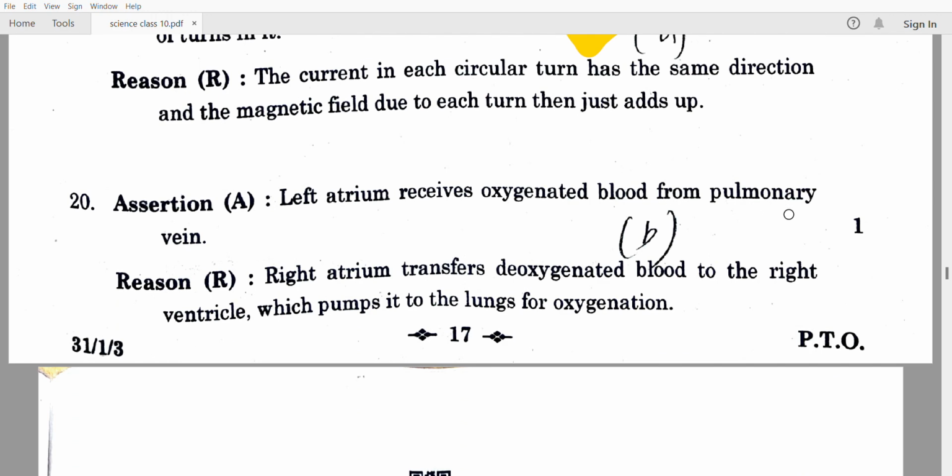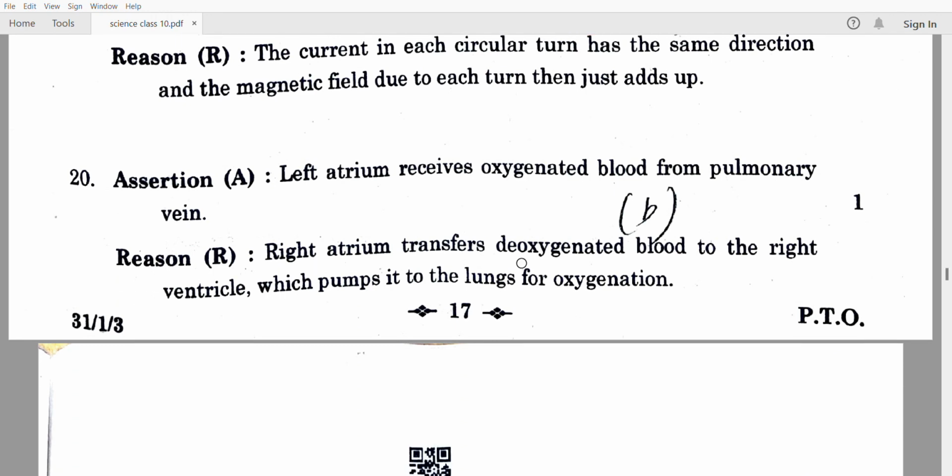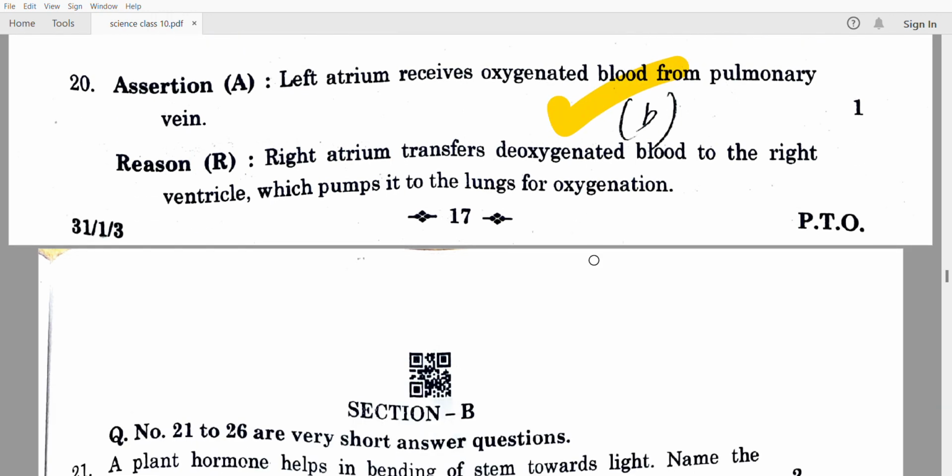20th question. Left atrium receives oxygenated blood from pulmonary vein. Correct. And right atrium transfers deoxygenated blood to the right ventricle, which pumps it to the lungs for oxygenation. So left atrium receives oxygenated blood is right. Right atrium transfers deoxygenated blood to the right ventricle is also right, which pumps it to the lungs for oxygenation. That is also right. Both A and R are true, but R is not a correct explanation of A. So answer B is right.